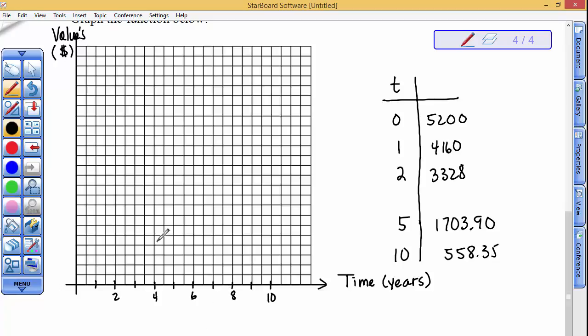And I have to go from $500 up to $5,200. So I'm going to go 1,000, 2,000, 3,000, 4,000, 5,000. Try to use up some space to see the actual decay, because if you draw your graph really small and you don't separate the tick marks on the axes, you will not see the data very well. So at time 0, it was worth $5,200, just below $5,250, because these are 250, 500, 750, and 1,000.